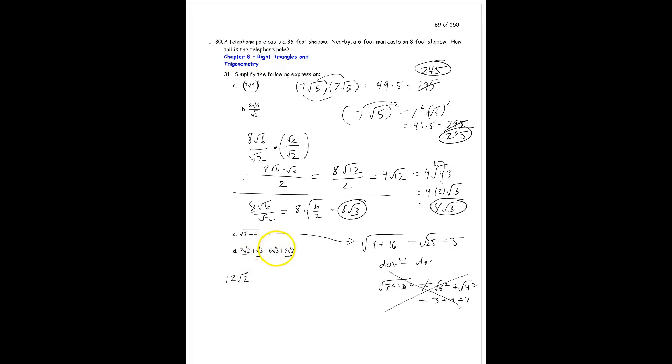And then here we have a single root 3 plus 6 root 3s. We can add them together to get 7 root 3. So it's kind of like adding like terms with variables, but instead of variables we're using these radicals here. And that is the answer for D.